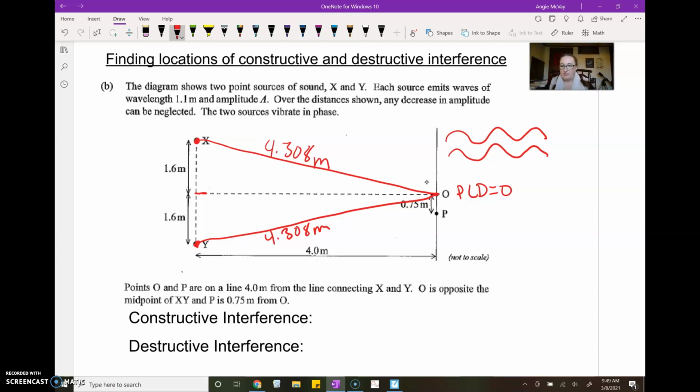If the path length difference is 0, then we would get constructive interference. This is a sound wave, so we'd hear a loud sound at that point. If we were talking about light, we would see a markedly bright spot. All right, now let's take a look at point P.